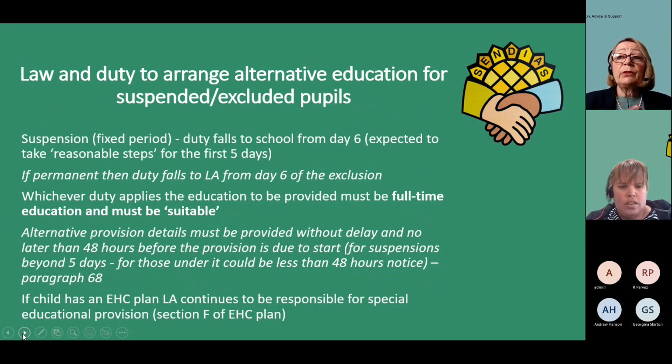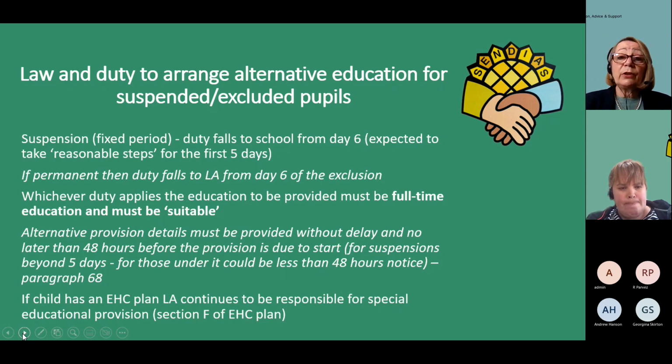The alternative provision details must be provided without delay, no later than 48 hours before the provision is due to start. For suspensions, that's beyond the 5 days, and for those under, it could be for less than 48 hours' notice. So there are, again, strict timelines around when the alternative provision should be arranged and what it looks like, and you should be notified as well.